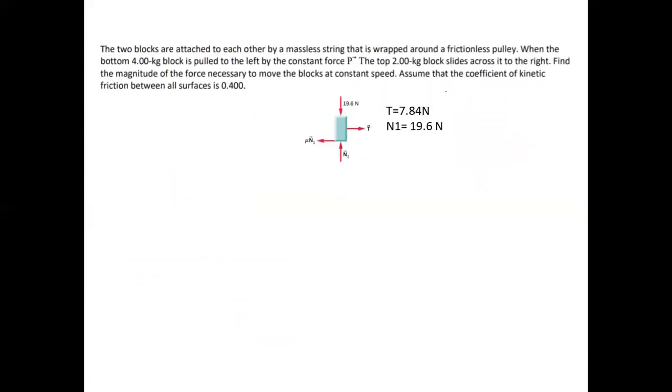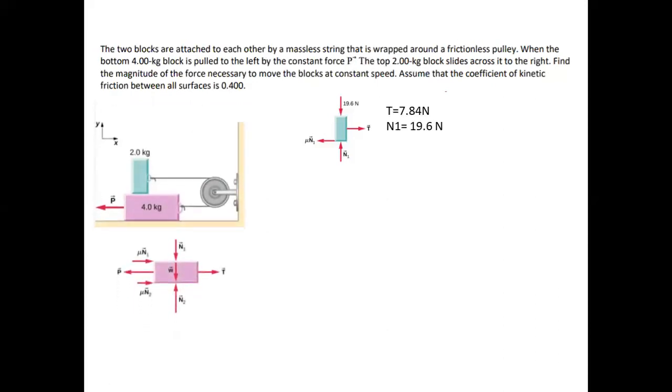Now, for the second block, we're going to consider the following as the values for the first block. Now, for the second block, summation of horizontal forces is equal to the mass of the second block, 4 kilograms, times the acceleration at the horizontal axis. Now, since this is constant speed, our acceleration here is 0. So mass times 0, our equation equates to 0.